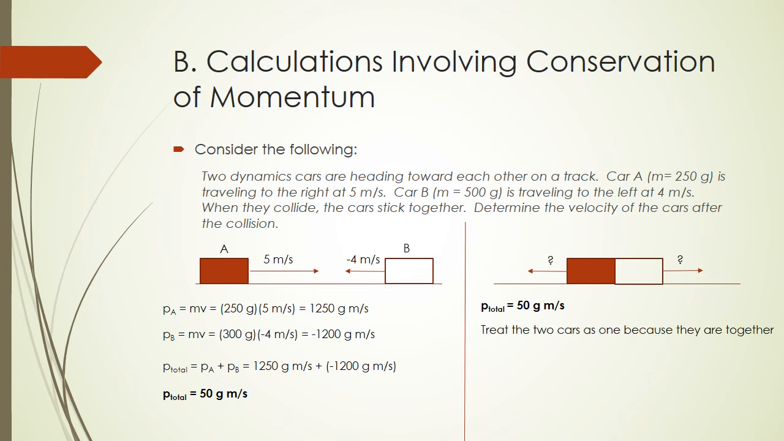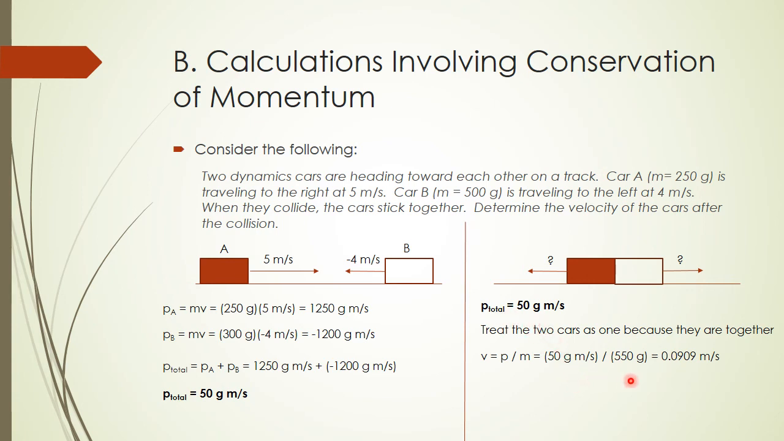together. Here's why. We can treat the two cars as one because they're together. They have to go the same direction at the same speed because they're stuck together. So it actually decreases the number of calculations we have to do. So remember, we're asked to find their velocity after the collision. So I know that the velocity of the cars will equal their momentum, P, divided by their mass, M. Well, their momentum, we know the total is 50 gram meters per second. We determined that just a bit ago.